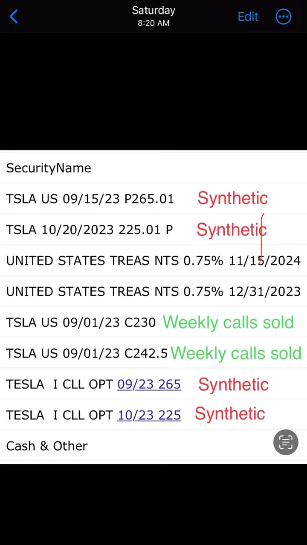So in order to mimic the movement of Tesla, the underlying stock, they have to create synthetic shares. So the 4 in red, obviously with synthetic next to it, this is what they're doing, essentially creating the synthetic shares, which mimics the movement. This is new to me.